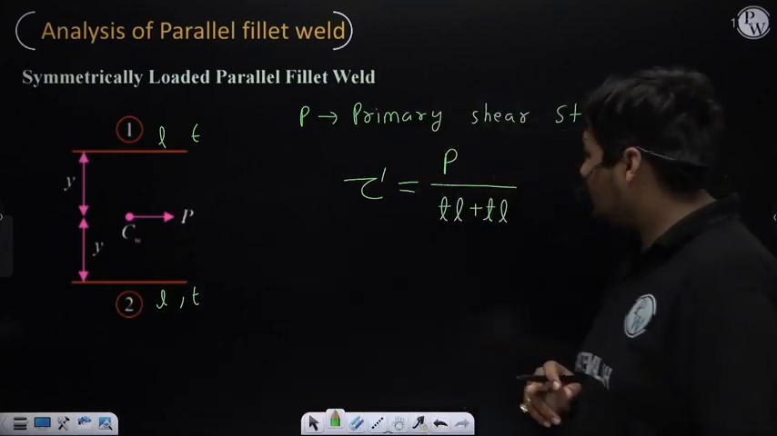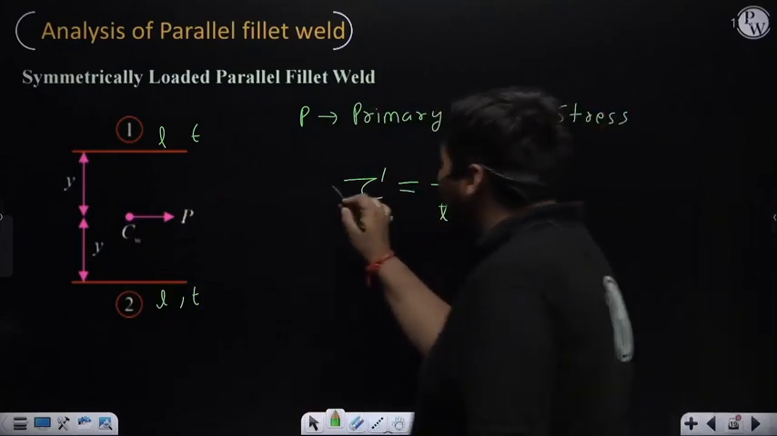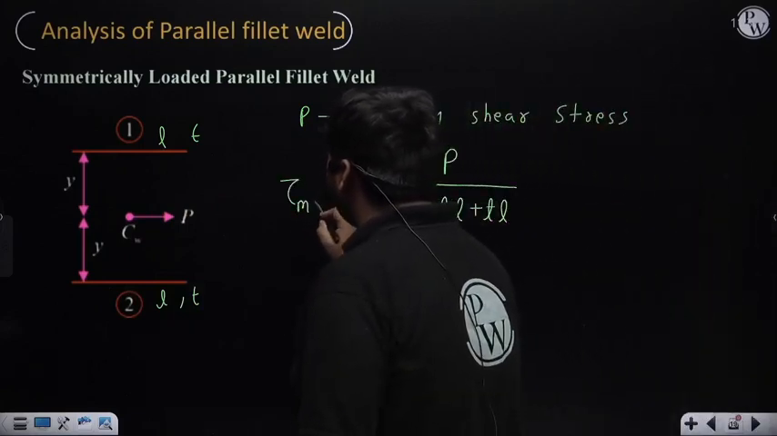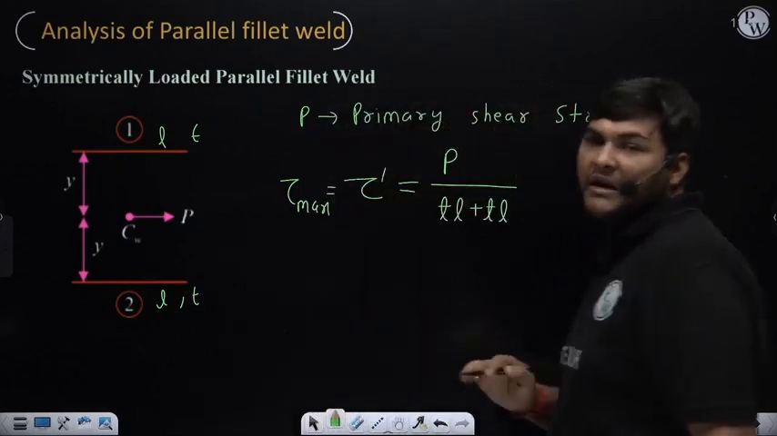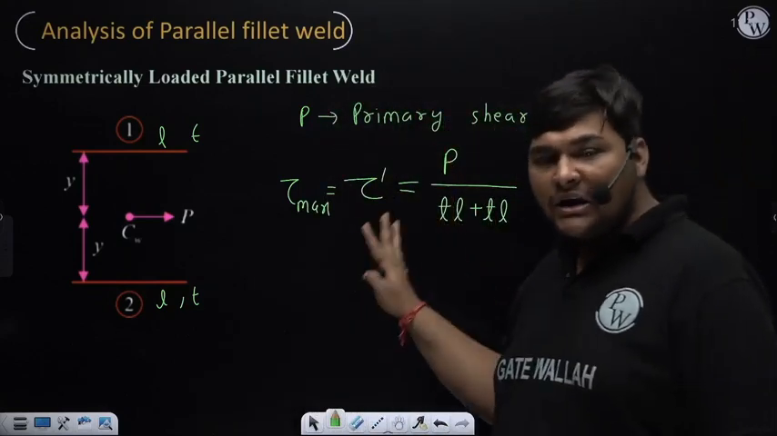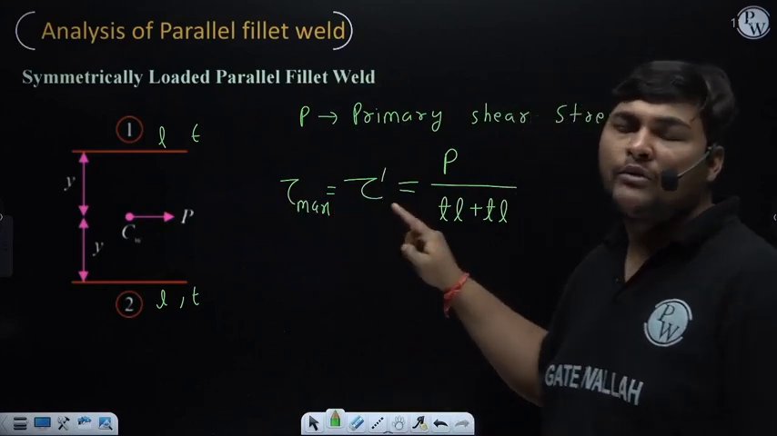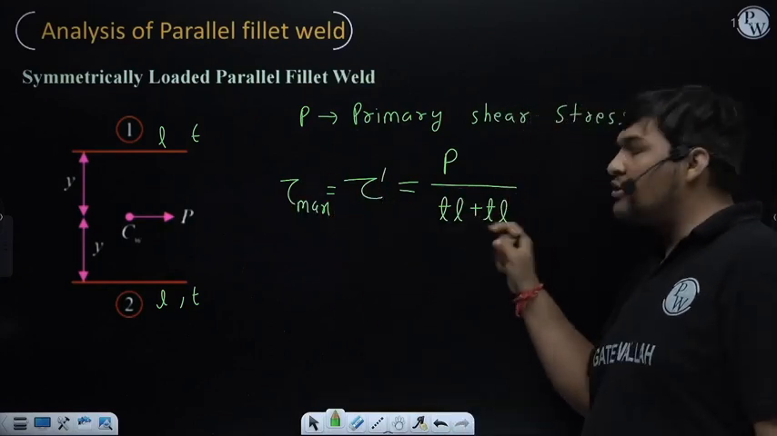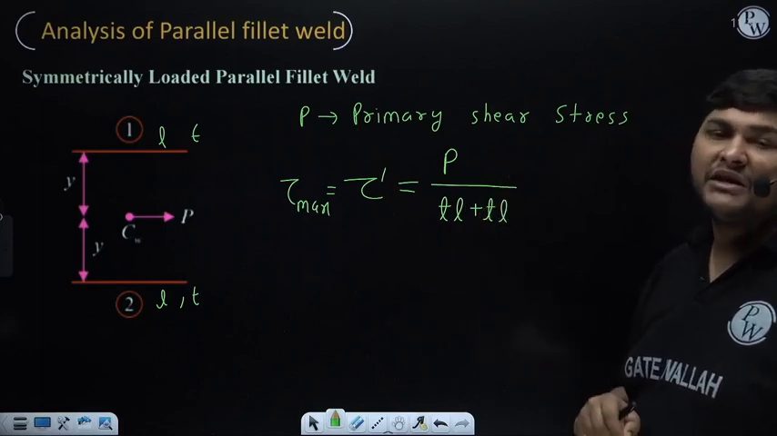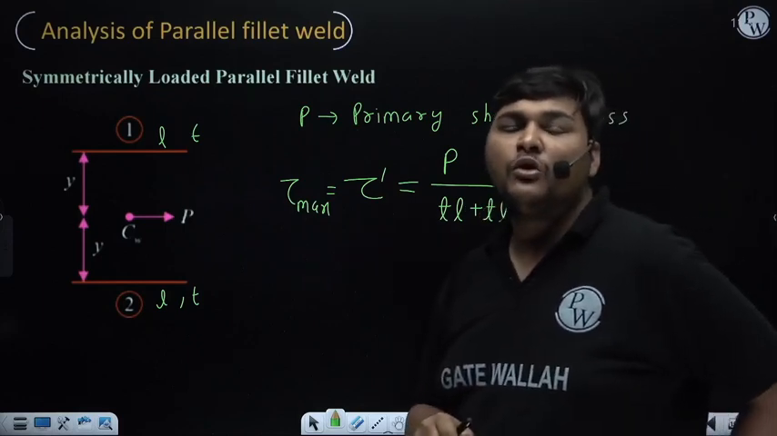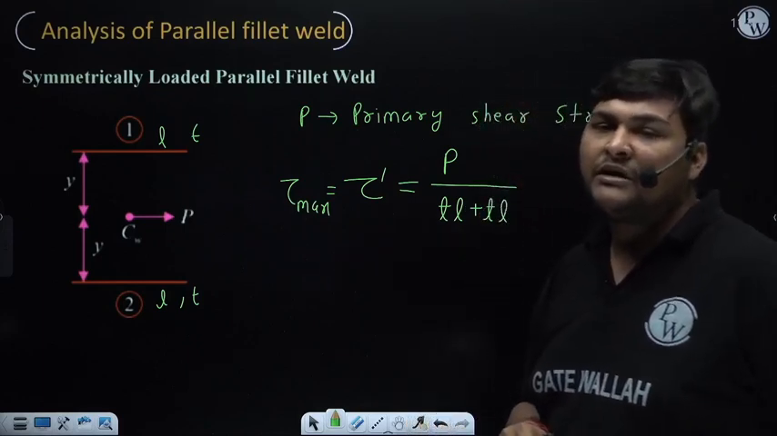And it is the maximum shear stress right now, because no other stress is coming in the weld. It is primary shear stress at the throat due to force P, and since force P is parallel to weld length, the formula to calculate this is total force divided by total throat area. It is the maximum shear stress because no other stress is coming in the weld right now.